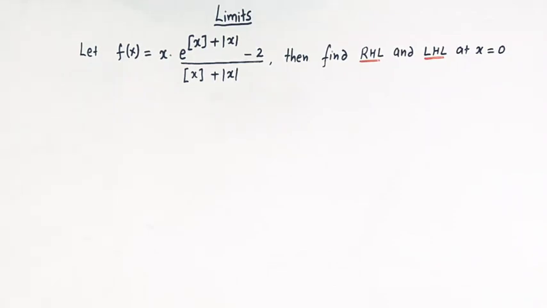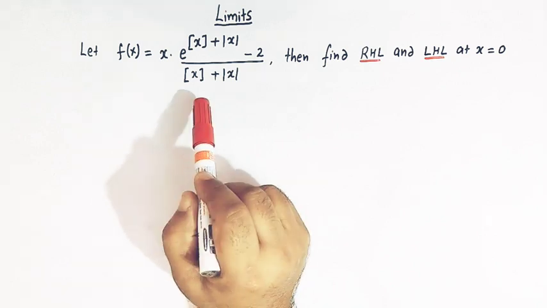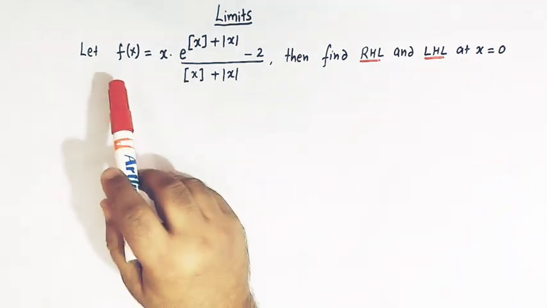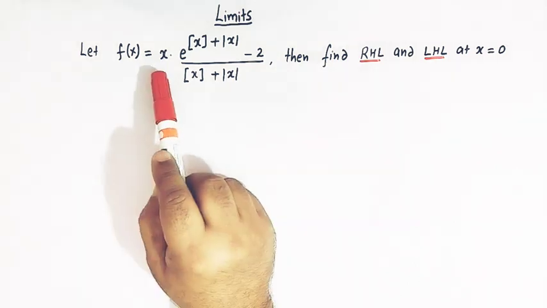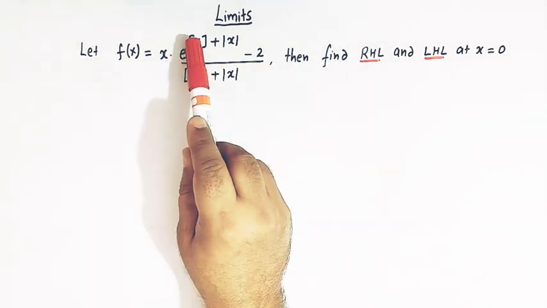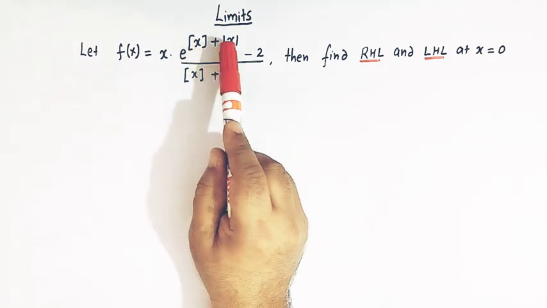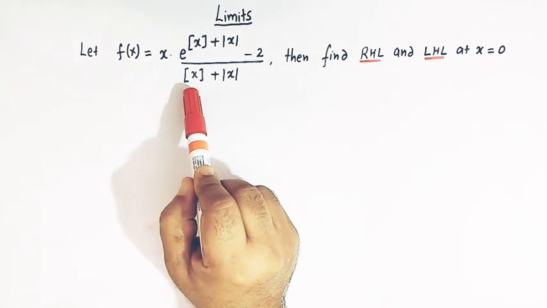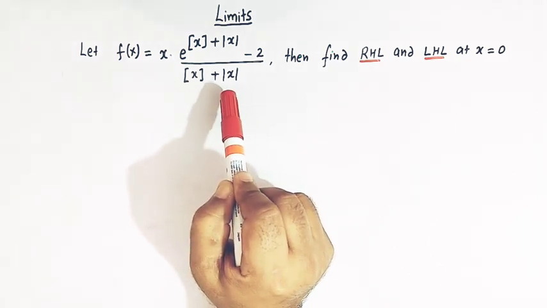Hello viewers, in today's class we are going to discuss one important problem from limits. Here we have to find the right hand limit and the left hand limit of this given function when x approaches 0. The function is given as x times e raised to the greatest integer of x plus mod of x, minus 2, divided by the greatest integer of x plus mod of x.